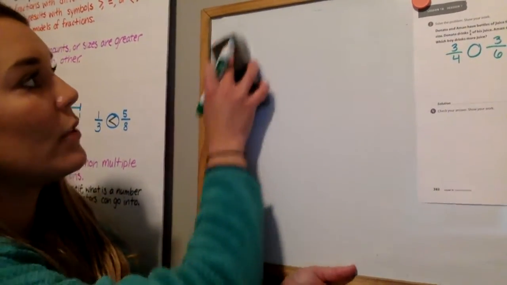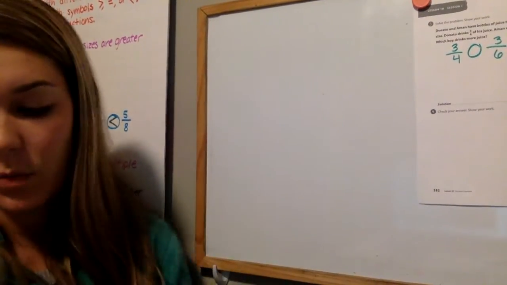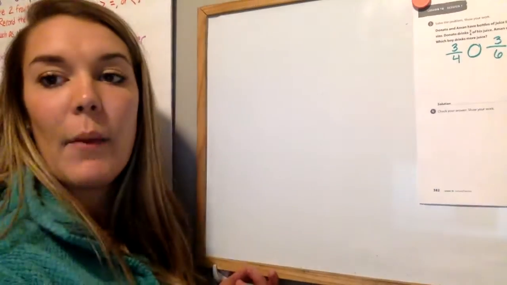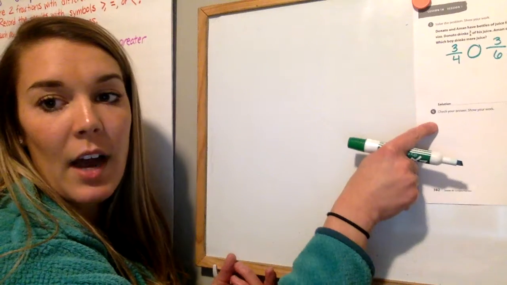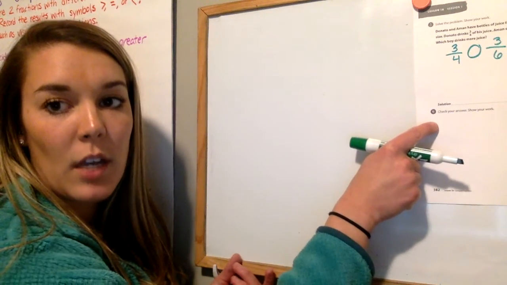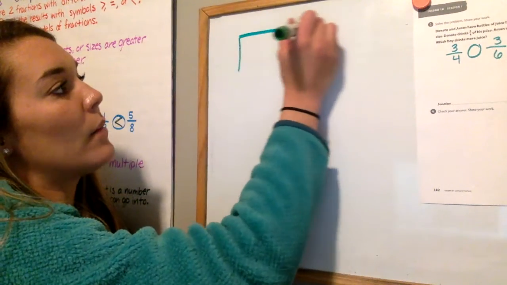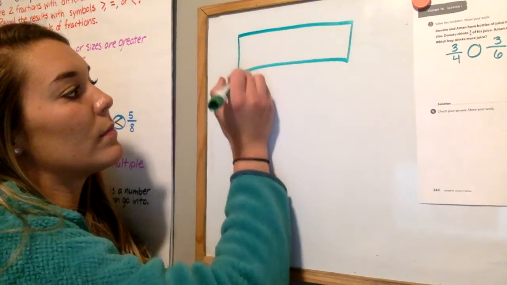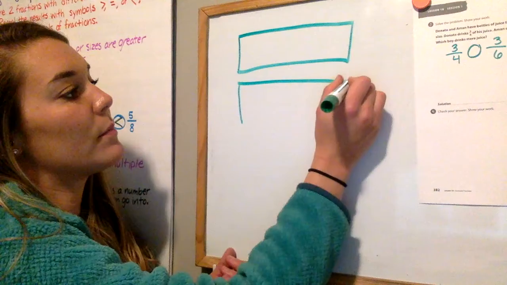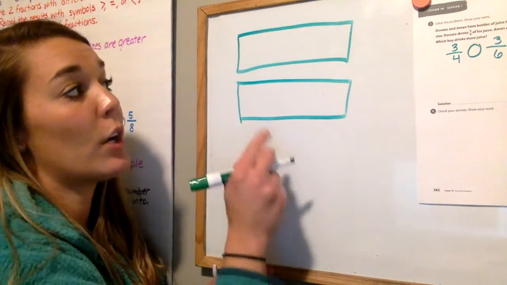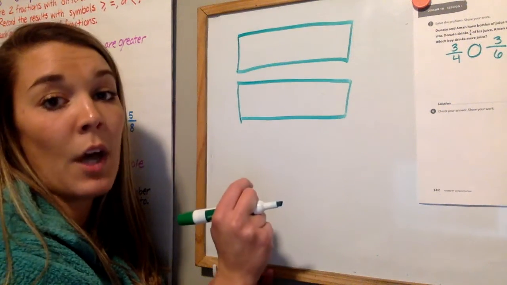We're going to try and check it using a different way. We're going to make a picture. So, you're going to be down here now at number 4. We're checking our work by using another strategy. So, let's draw a bar, 2 bars, about the same size, as best we can. Okay, and we're going to show 3/4 in 1.